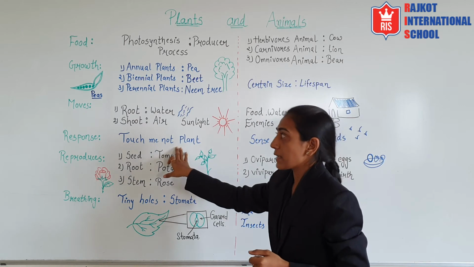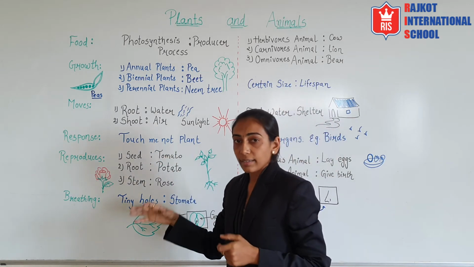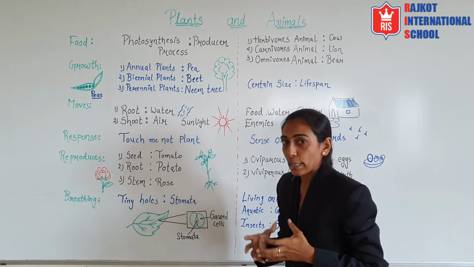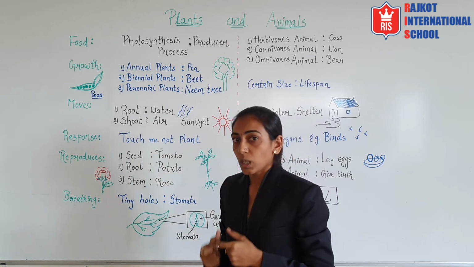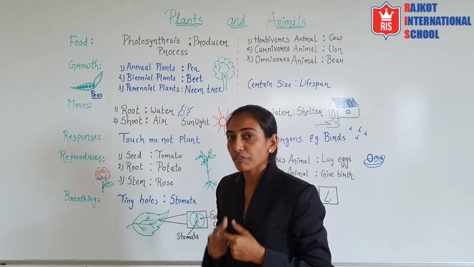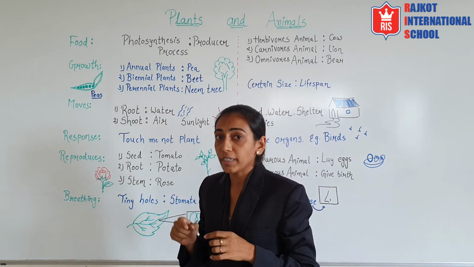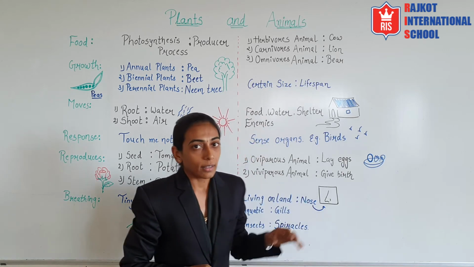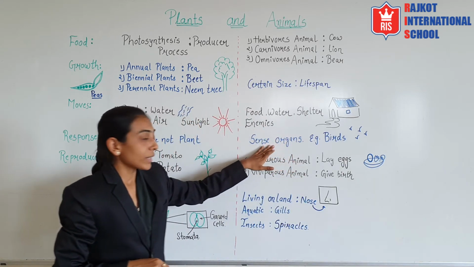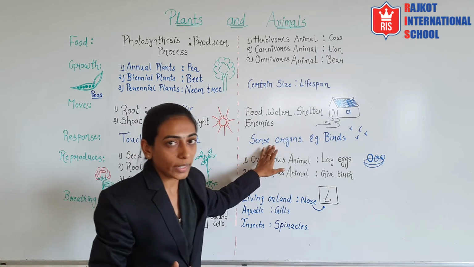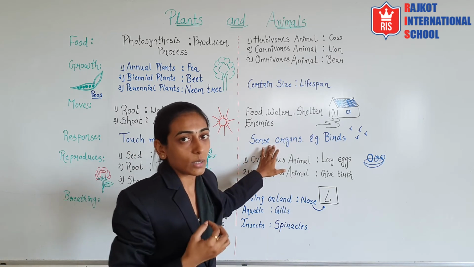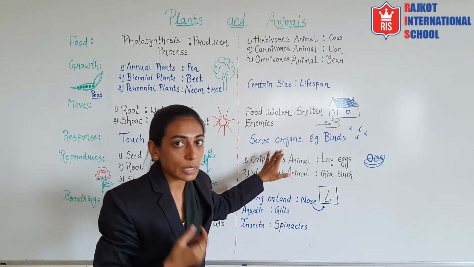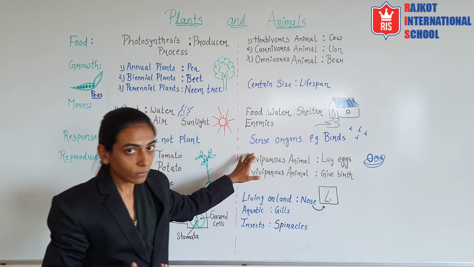Next difference is response. Plants respond. Say for example, a touch-me-not plant. The leaves of this plant will close if we touch it. And on the part of animals, they have different sense organs like ears, nose, skin, etc.